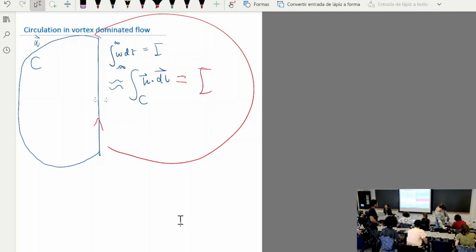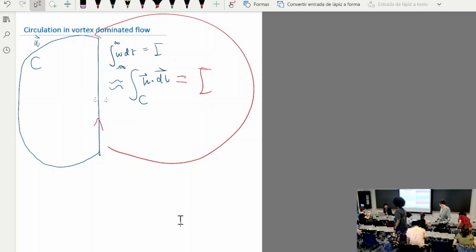An entire big circle around. Zero, because they cancel. Yeah, because it is the sum of the circulation inside. One positive, one negative is going to be 0.